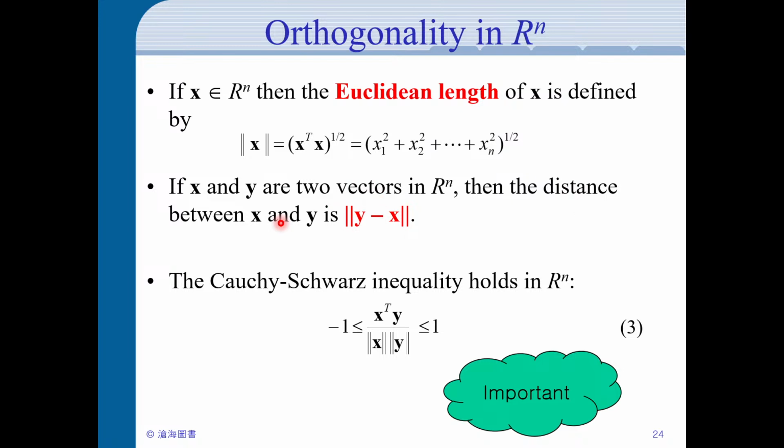The Cauchy-Schwarz inequality also holds in Rn. This is something I will actually prove later, so I'll just state it here. x transpose y, the inner product between x and y in Rn, in absolute value is less than or equal to the norm of x times the norm of y. So x transpose y divided by the norm of x times the norm of y is between -1 and 1.